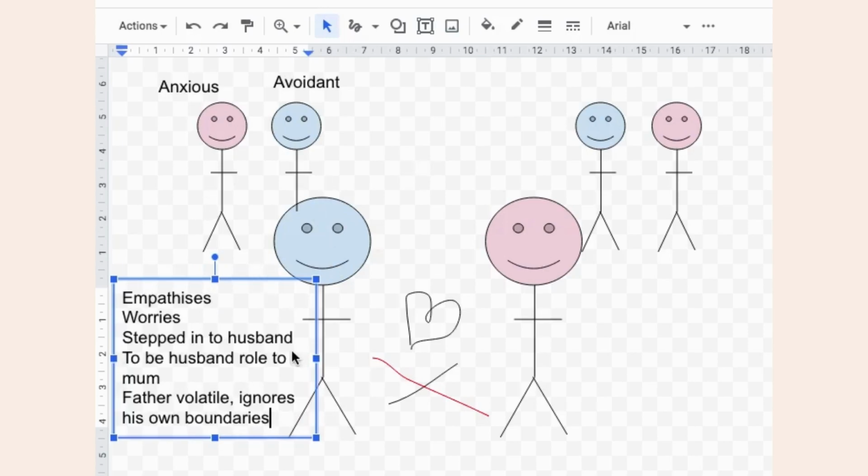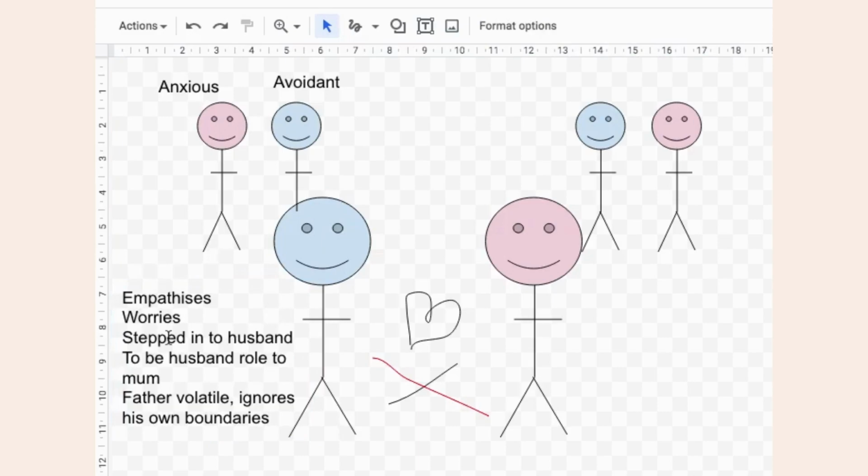So George has got his own attachment issues. He's very empathic. He worries quite a lot. He stepped in to be a husband role to his mother. The relationship with his father is volatile. And so as a result, George not only ignores his boundaries in the relationship with his father, he also ignores the boundaries in the relationship with his mum. As you can see there, he's overstepping his boundaries to become enmeshed in a relationship with his mum that's kind of unhealthy, where these two can become codependent.